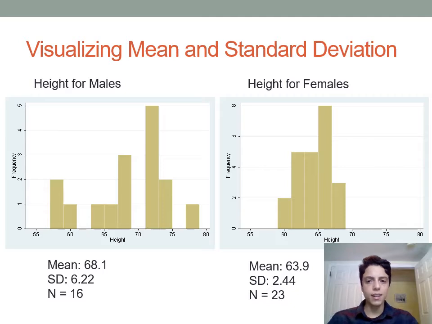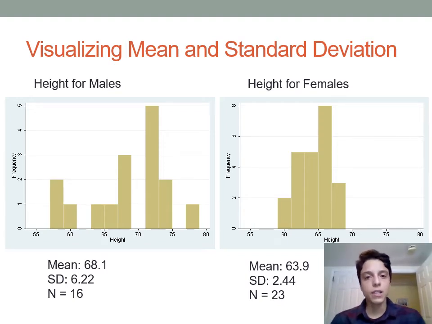I stopped a couple of years ago when I realized it might make people who are either very tall or very short feel singled out because it's a visible thing. But in any case, this is height data from the class a couple years ago. And I have the height split up for men in the class and women in the class. And it's height in inches.